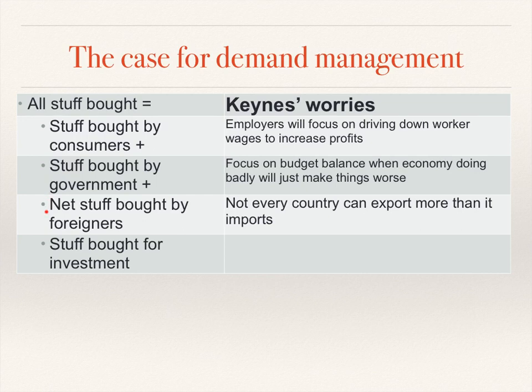The next category of potential demand is net stuff bought by foreigners, and Keynes points out quite reasonably that one country's exports are another country's imports. And this means that any particular country can say, oh, our economy is not doing as well as it needs to. Let's figure out how to export more. But if every country does that at the same time, then not all of them can succeed in expanding their economy that way.